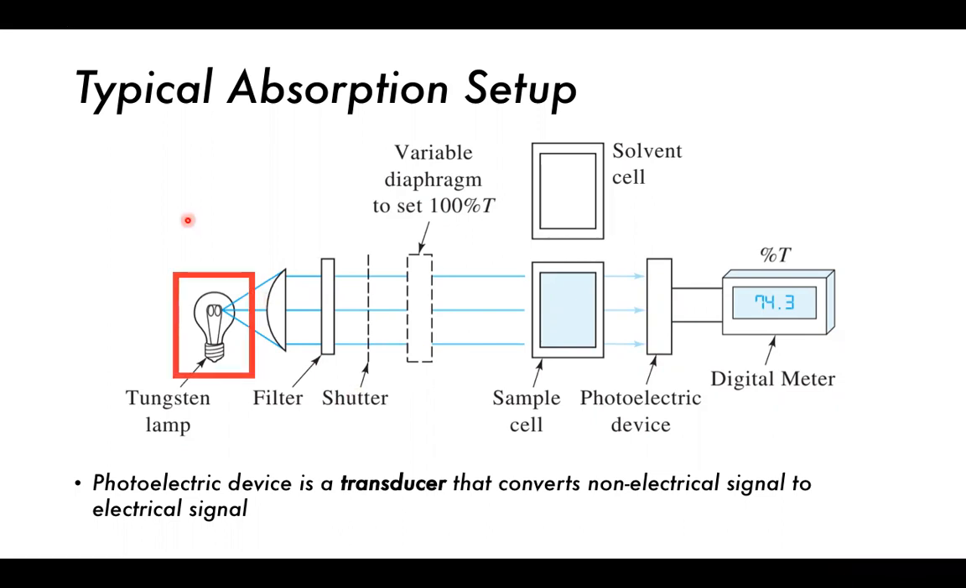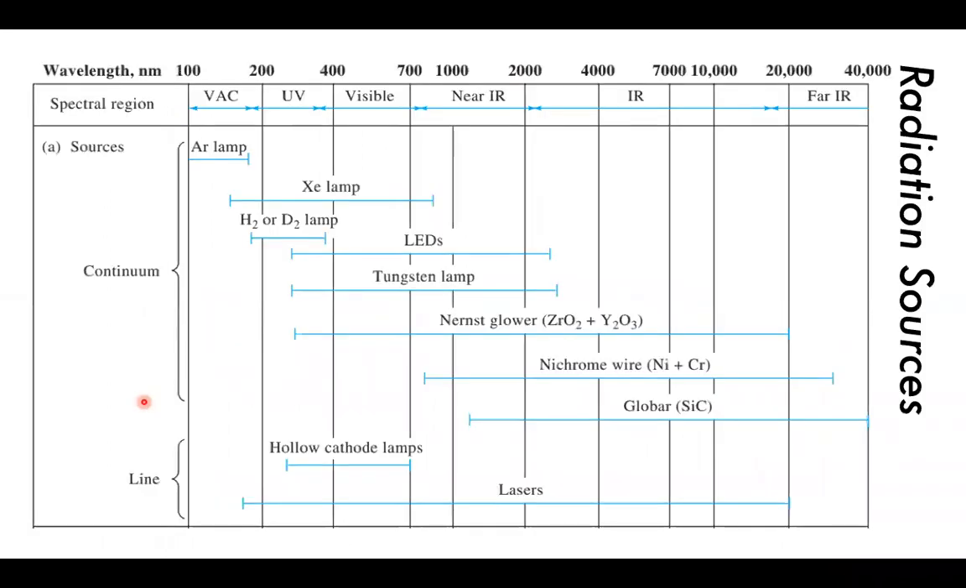So first, we'll start at the beginning of our absorption instrument, and we'll talk about the light sources. Now we'll talk about tungsten lamps, but there are also others available. So here are a bunch of different radiation sources and their spectral regions. We learned about spectral regions last time, but we have the vacuum UV, UV, visible, near IR, IR, and far IR. These are the major regions that mostly we're interested in as analytical and instrumental chemists.